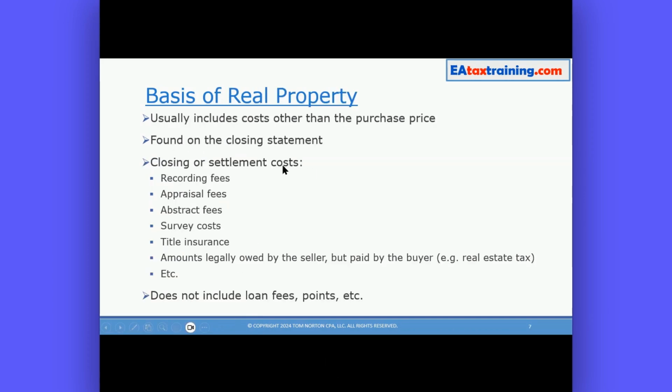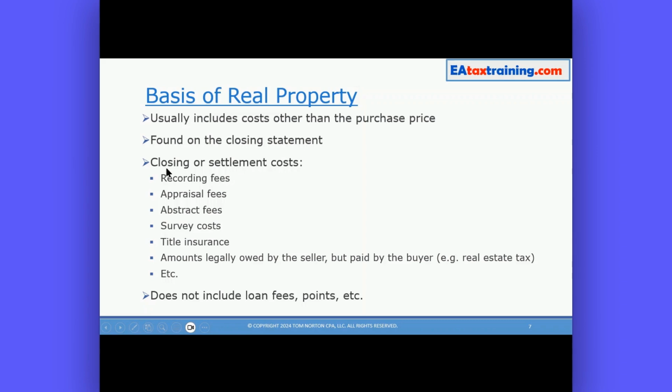When we're talking about real property specifically, and remember, real property is like buildings and land, think about real estate, it usually is going to include costs other than the purchase price, and those will be found on the closing statement. If you've ever bought a house, then you are familiar with the closing statement. It's got lots of things listed on there.